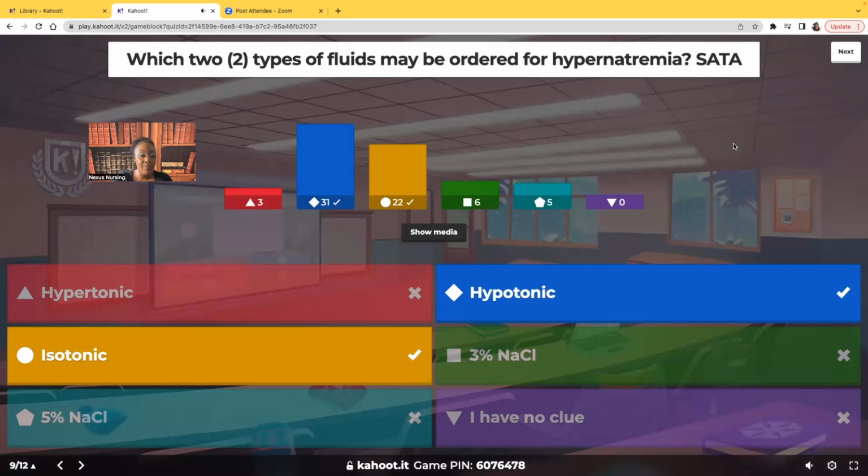You guys did a great job. Most of you chose the correct answer. So if the patient has hypernatremia, we're going to try to get a fluid that's low in solutes, right? We want a hypotonic solution, yep, or isotonic, absolutely. Not hypertonic. This is going to make the hypernatremia even worse. And definitely not 3% sodium chloride or 5% sodium chloride. So the two that you give would be hypotonic and isotonic.